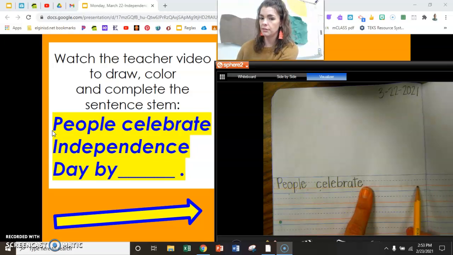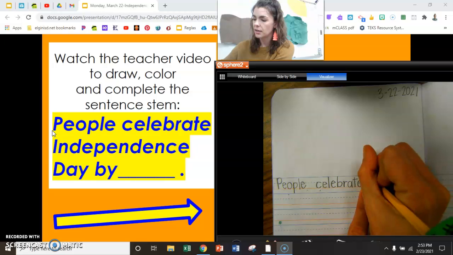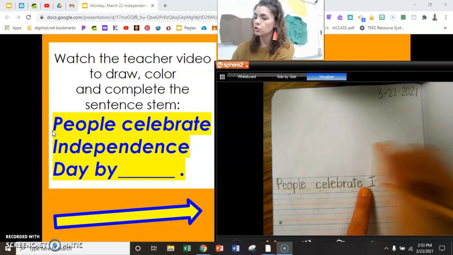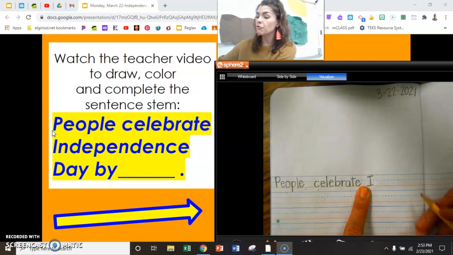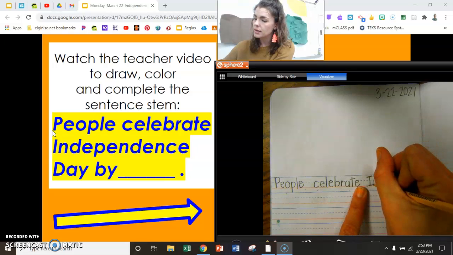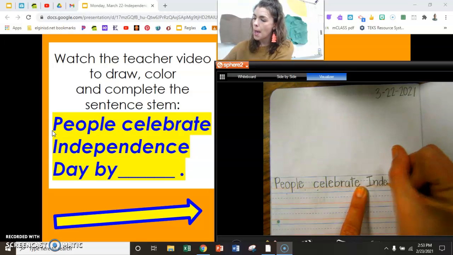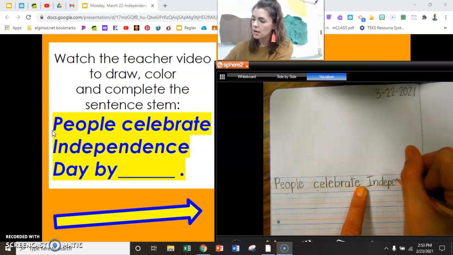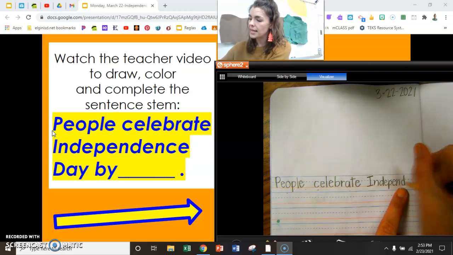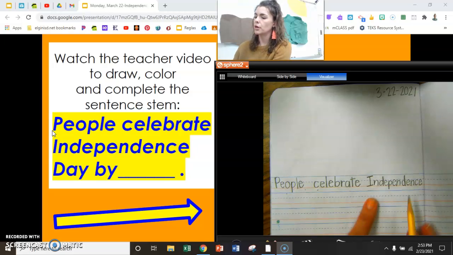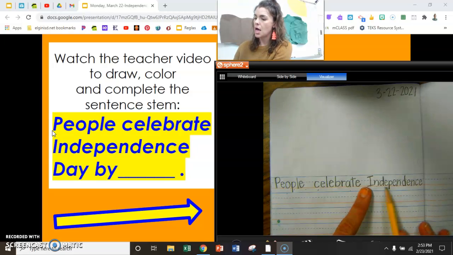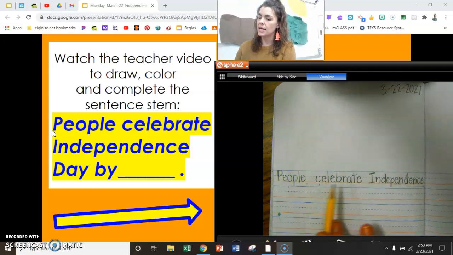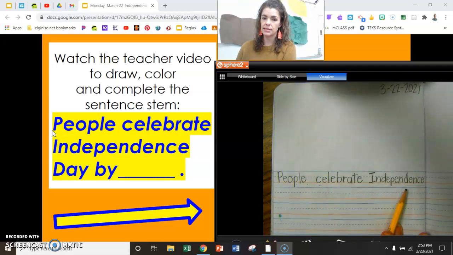Do you have space here, or do you need to move to the next line? No big deal if you're going to a new line. Repeat it and write it with me. In. De. Pen. Dense. Ooh, let's check that long word. In. De. Pen. Dense. People celebrate independence.